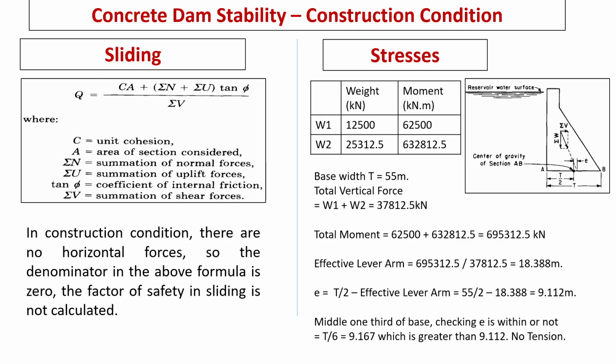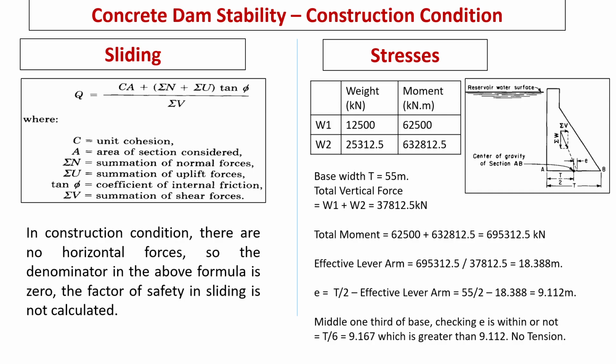We have already worked out moments about heel, that is point A, as per the diagram. Total base width of our problem is 55 meters. Total vertical force, which is summation of first part and second part. Similarly, we calculate total moment. In the previous step, we have worked out lever arm and moment separately for different parts, that is first part and second part. Here, we have to see what is the combined or effective lever arm corresponding to total moment and total vertical force. Effective lever arm is obtained by dividing total moment with total vertical force.